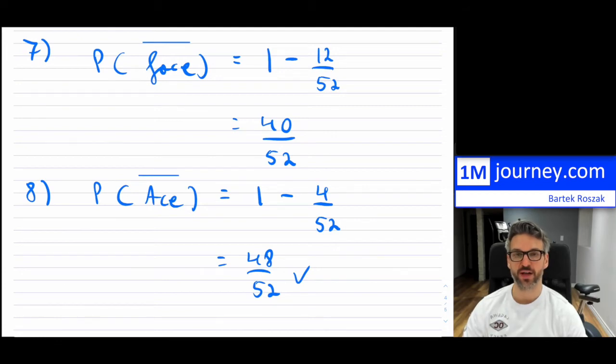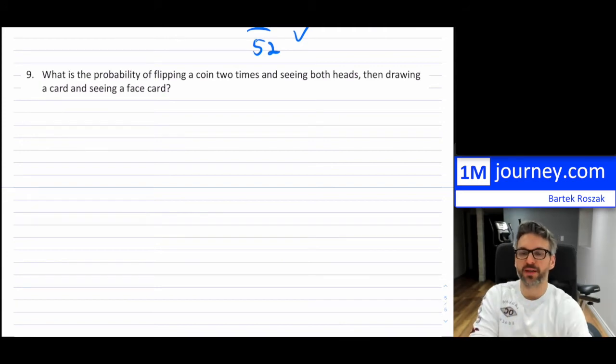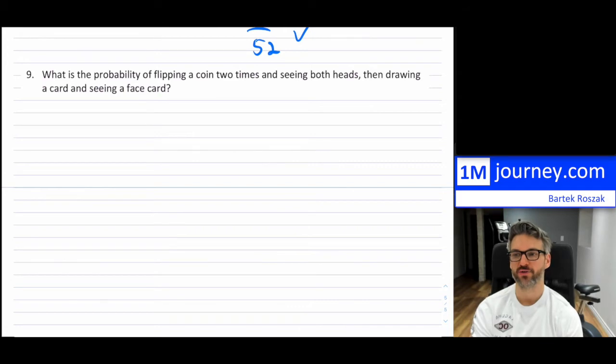So that's question 8. Question 9, what is the probability of flipping a coin 2 times and seeing both heads, then drawing a card and seeing a face card? So this is basically just compounded probability. So there's 2 things happening. You have flipping a coin 2 times, seeing both heads.